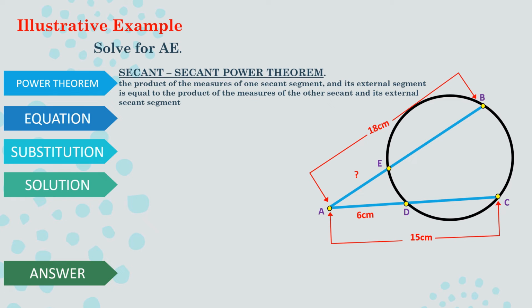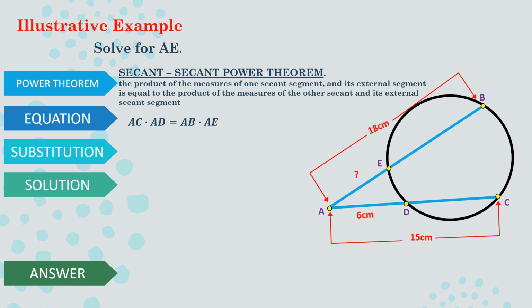So according to this theorem, the product of the measure of one secant segment and its external segment is equal to the product of the measure of the other secant segment and its external secant segment. So therefore, our equation will become AC times AD. This is from the secant segment AC, and its external secant segment AD is equal to AB times AE from secant segment AB and external segment AE.